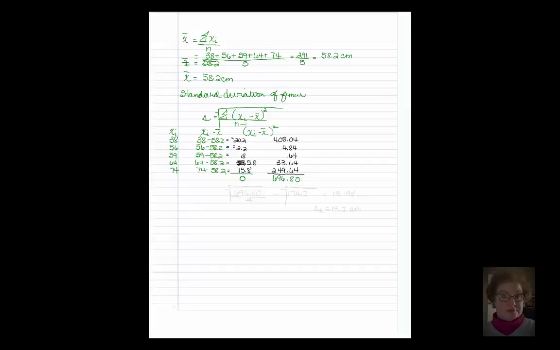Now, go back to my formula. The next thing I'm going to do is divide by n minus 1. So I'm going to take 696.80 divided by, I have 5 individuals minus 1, so I'm going to divide it by 4. And when I do that, I get 174.2. And then I want to take the square root of everything.